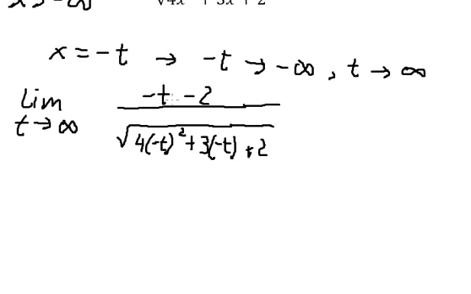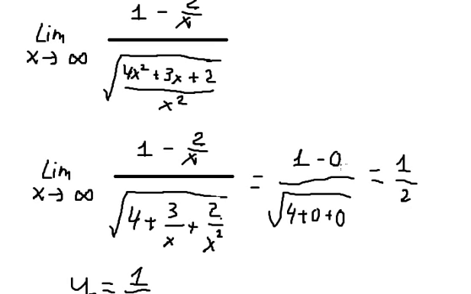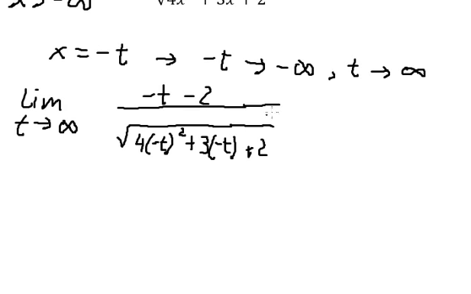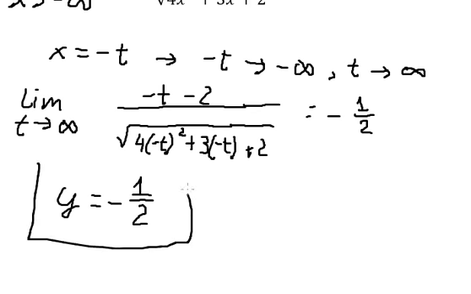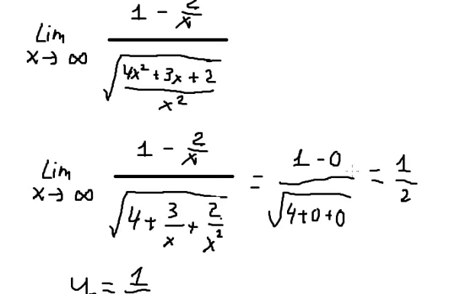So we use the same technique that I did here, and this one we have negative 1 over 2, so we have the second one. So we have two horizontal asymptotes here, this one and this one.